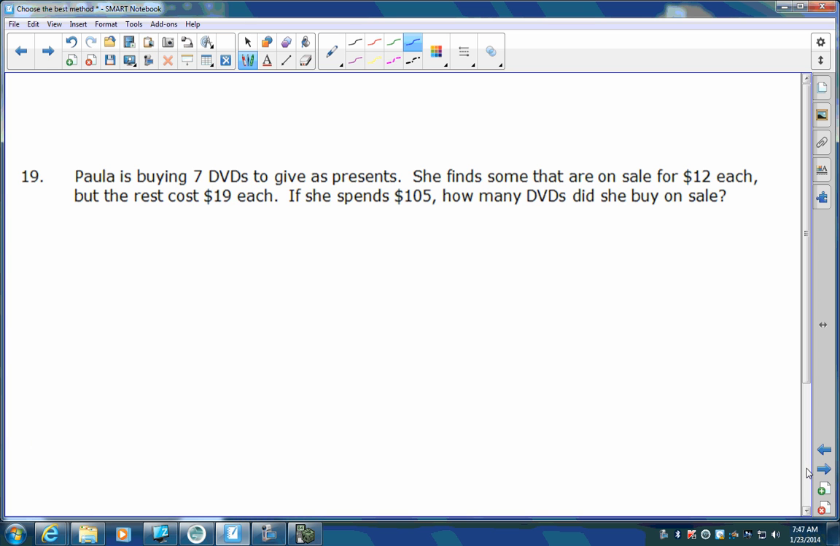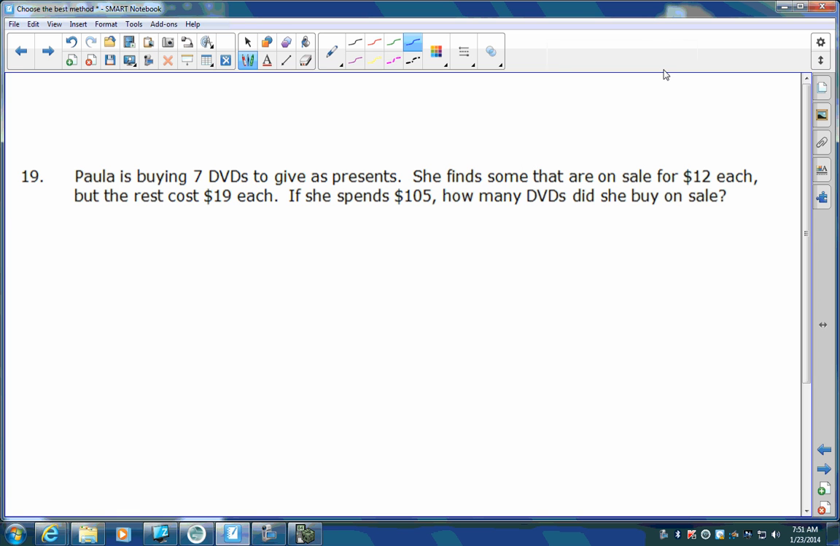Number 19. Take a minute on 19 and please try and define your variables. Do not solve until I tell you that you have the correct equations yet. So I want you to define your variables, write the equations. Then I want you to pause, and if you're waiting on me, go back to the other problems where we were just solving and do those.